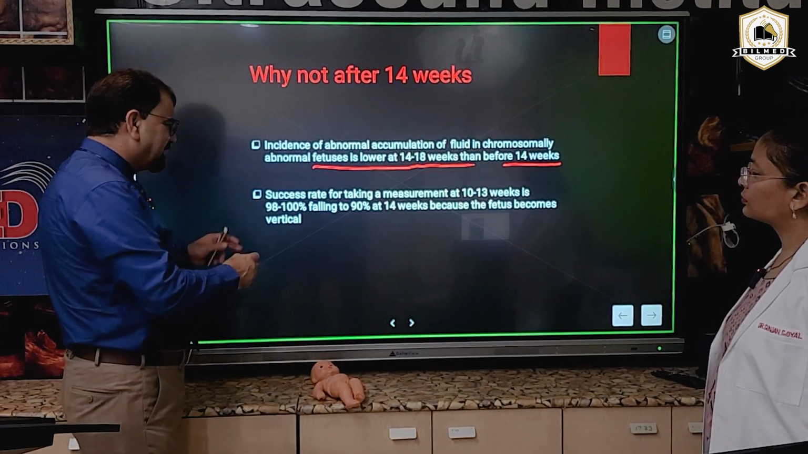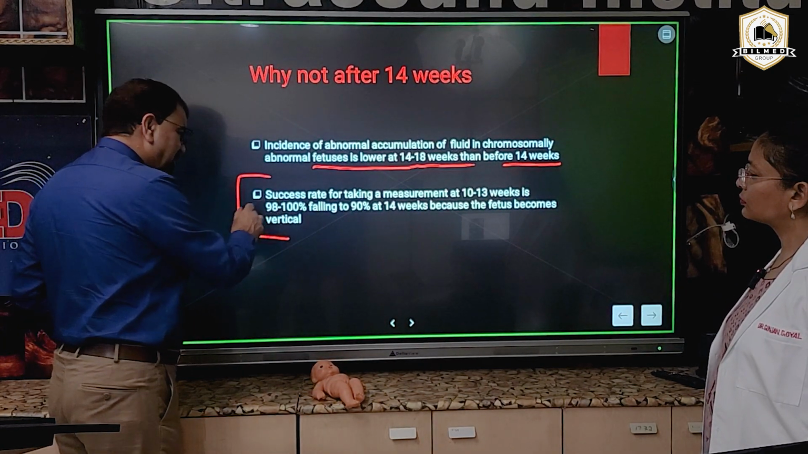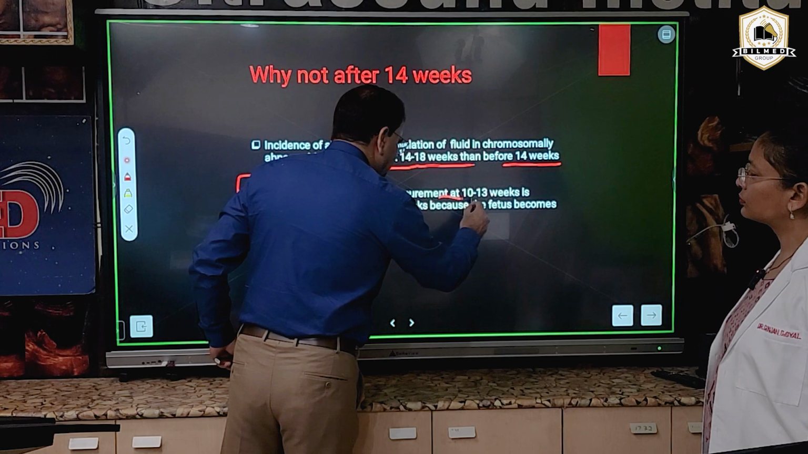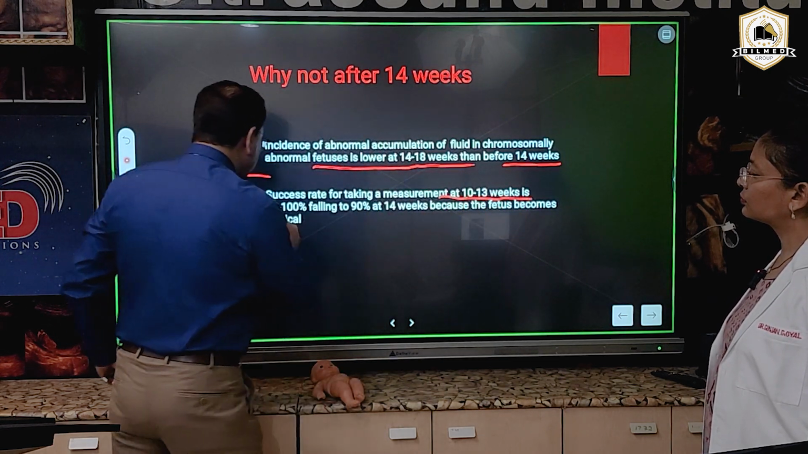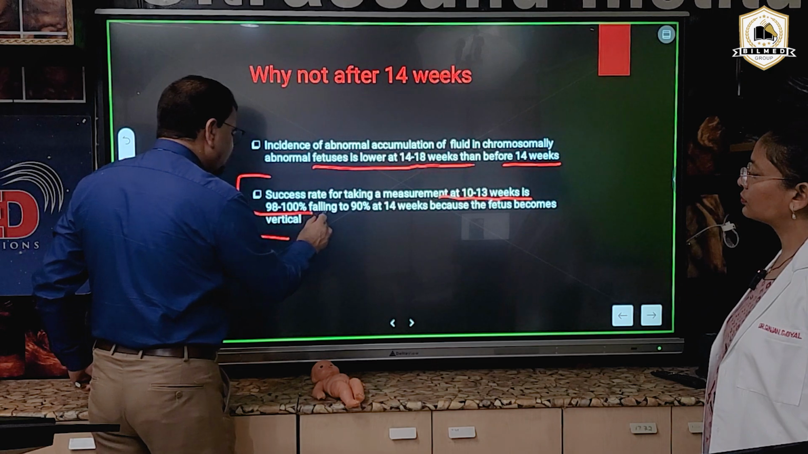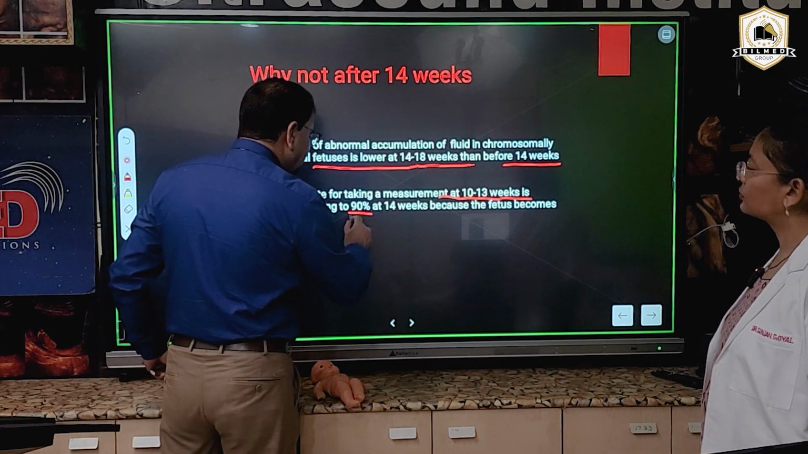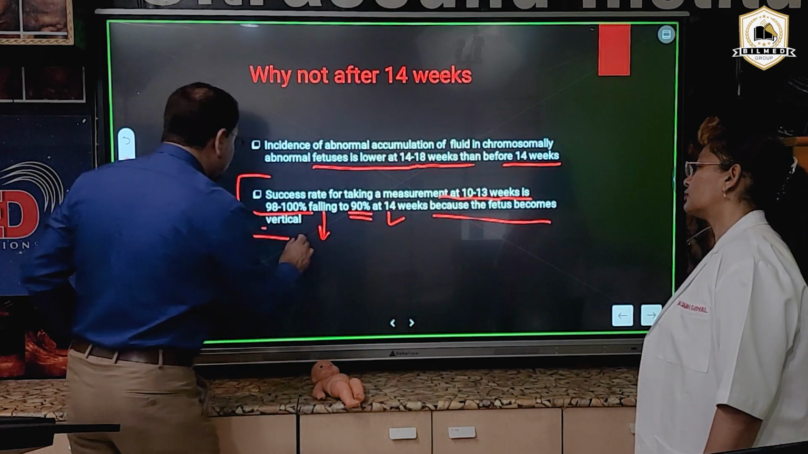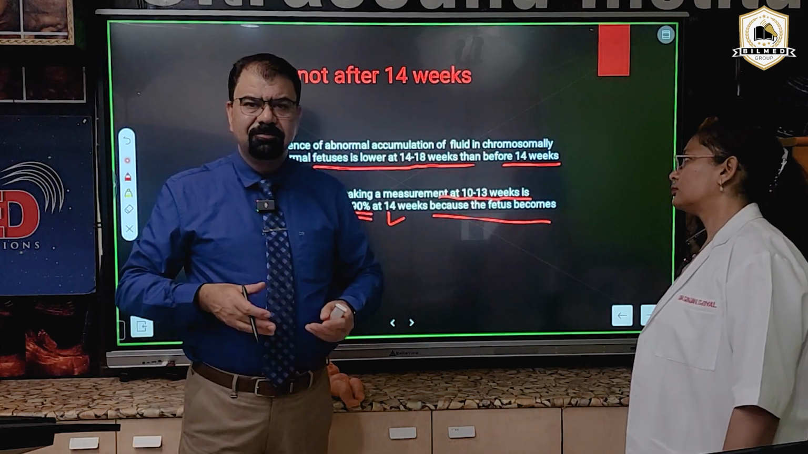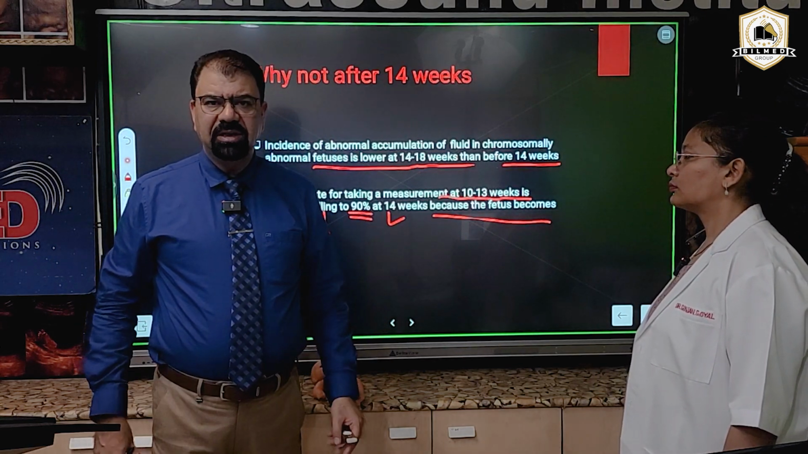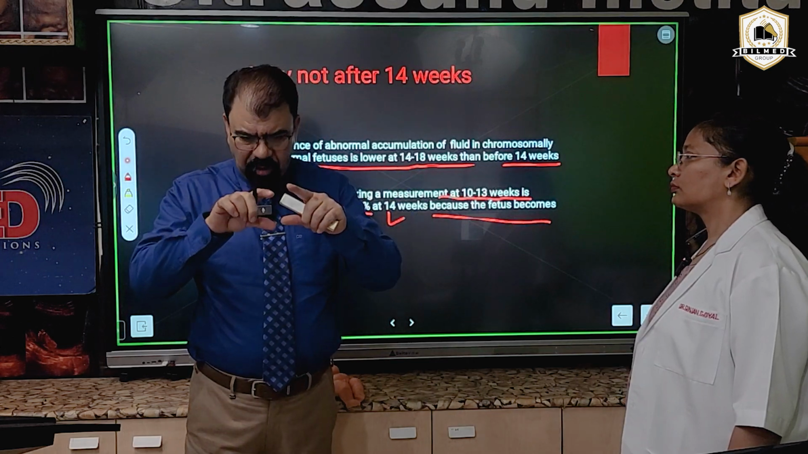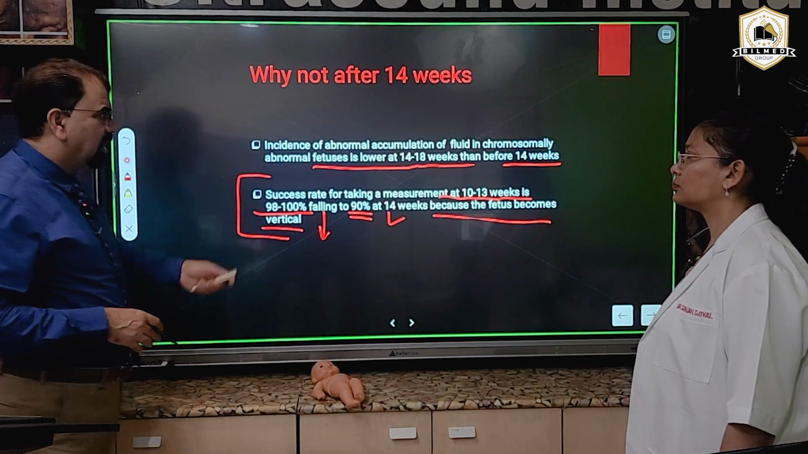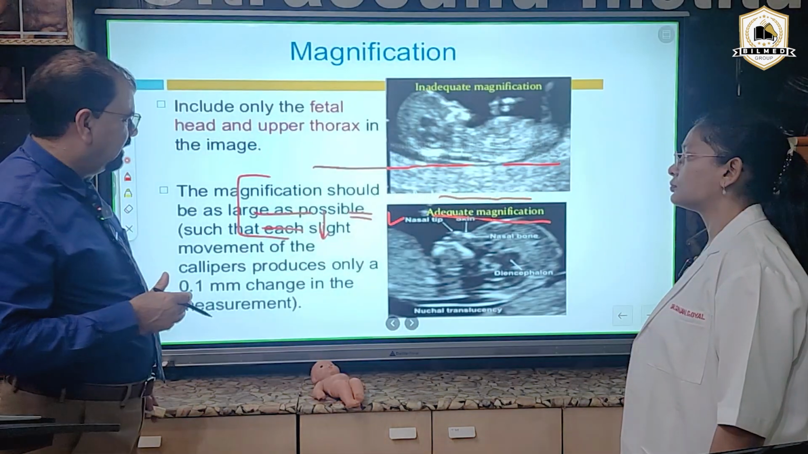Second point is that the success rate for taking this measurement between 10 to 13 weeks is about 98 to 100%, and it falls to 90% after 14 weeks because the fetus becomes more vertical. The more vertical the fetus, the more challenging it is to take the nuchal translucency. The fetus is more horizontal before 14 weeks than after 14 weeks. That is why it is to be taken up to 14 weeks only.